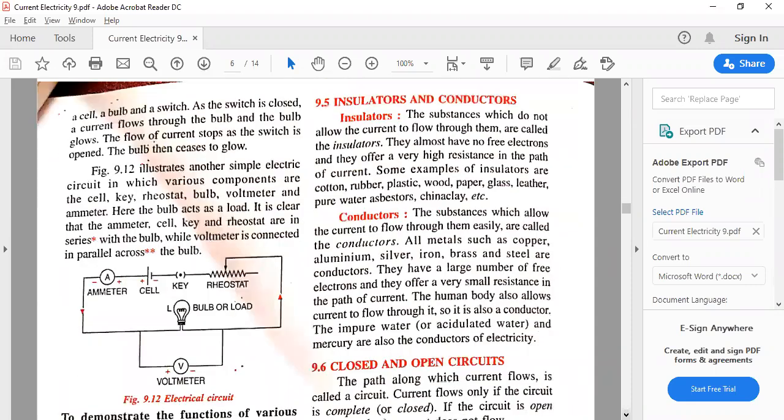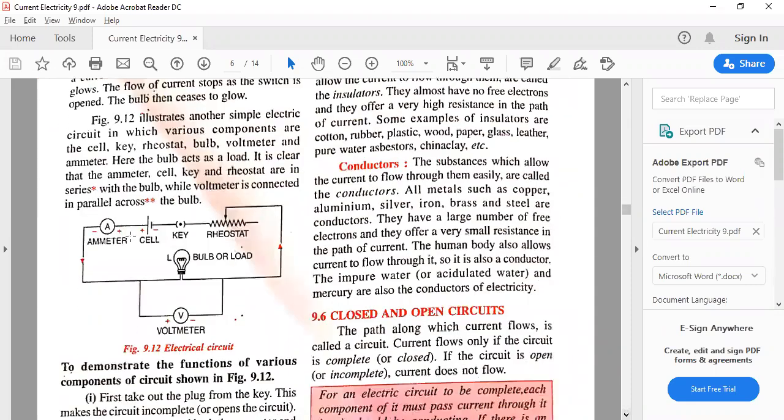Okay, now in this we have, I already spoke about, now this is a closed key. This is a rheostat and the current is flowing from plus to minus. Voltmeter is attached. So this diagram is very important. Just एक बार draw कर लेना.